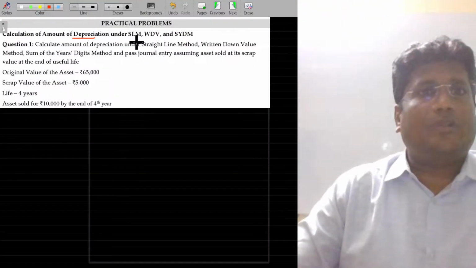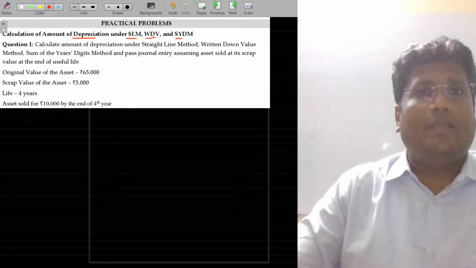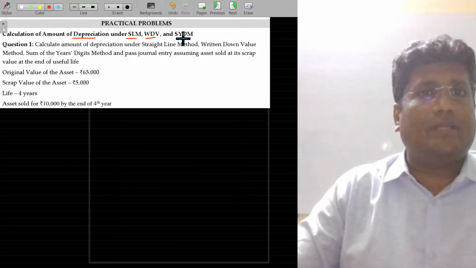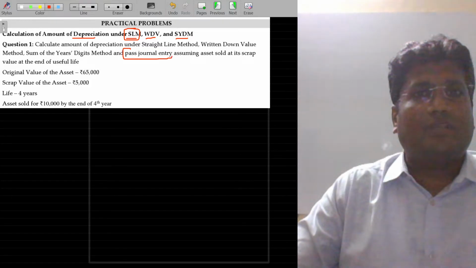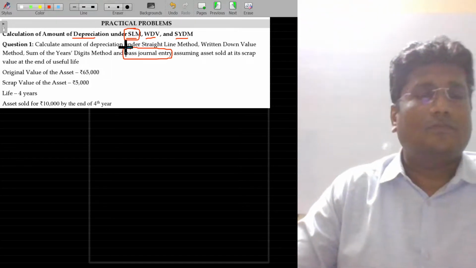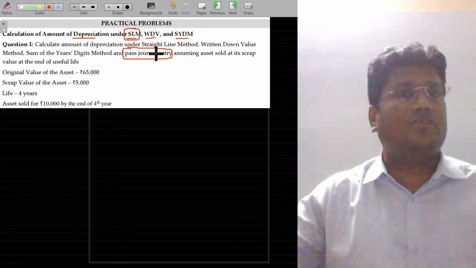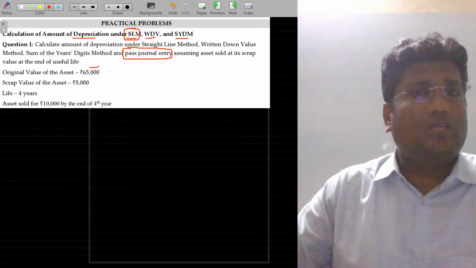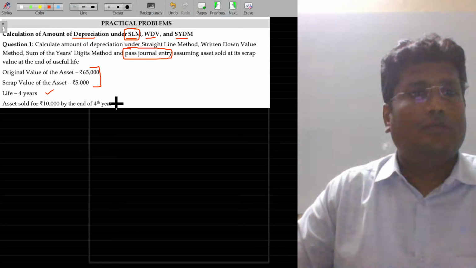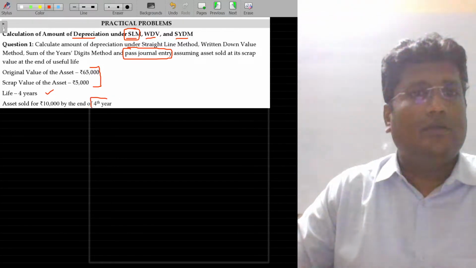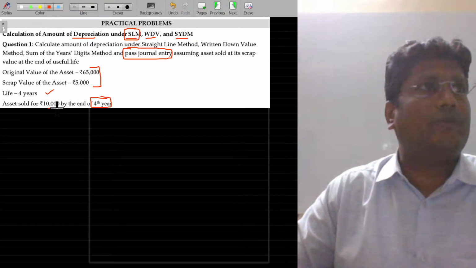Calculation of the amount of depreciation under the SLM, WDV and sum of the years digits methods. I will confine myself to the SLM method here, and I am also supposed to pass the journal entries for this illustration. The original value and scrap value are given, and the life is 4 years. But at the end of the life, at the time of sale, it is sold for 10,000 rupees.